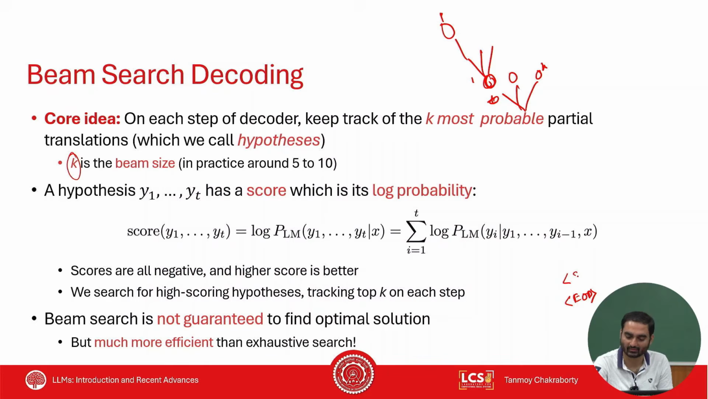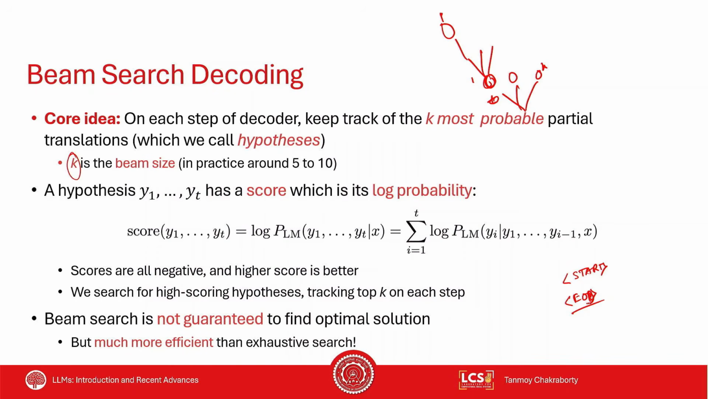There are two special tokens, start and EOD, end of sentence or end of decoding. Full stop, basically. So this is one way of stopping the decoding phase. There are other ways also.